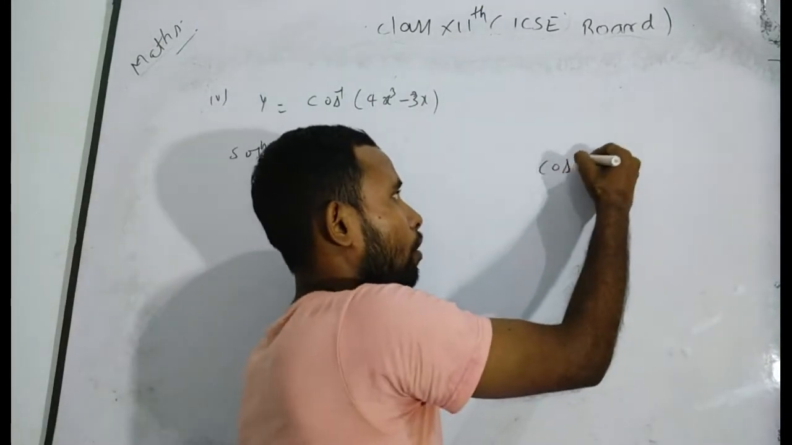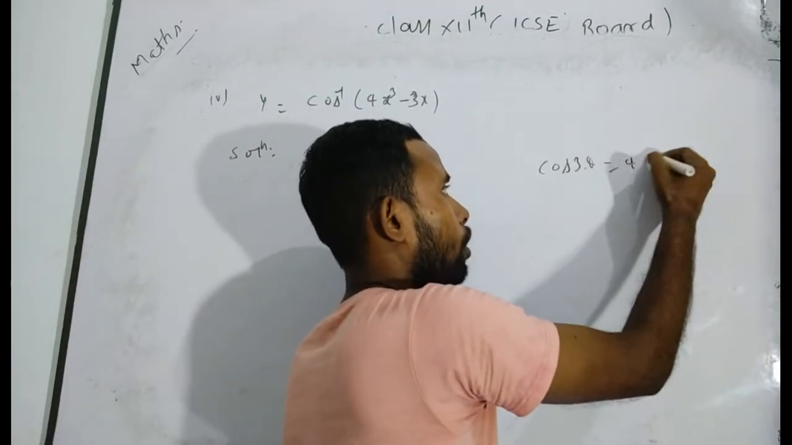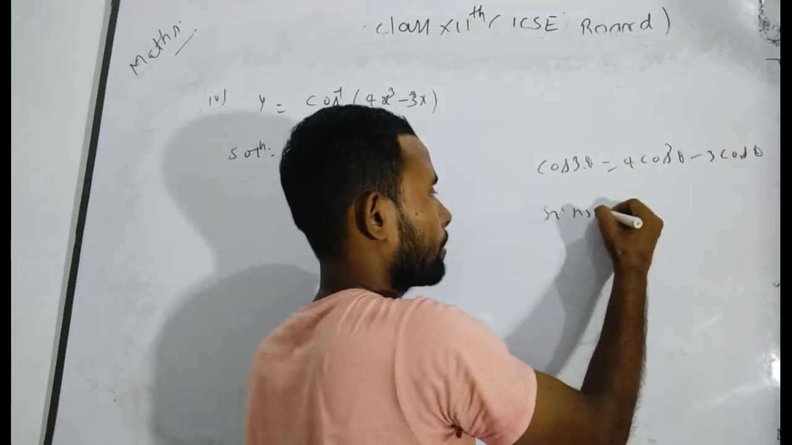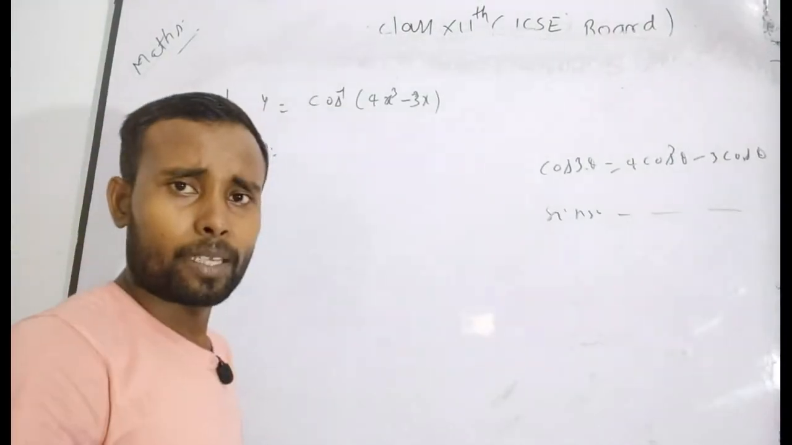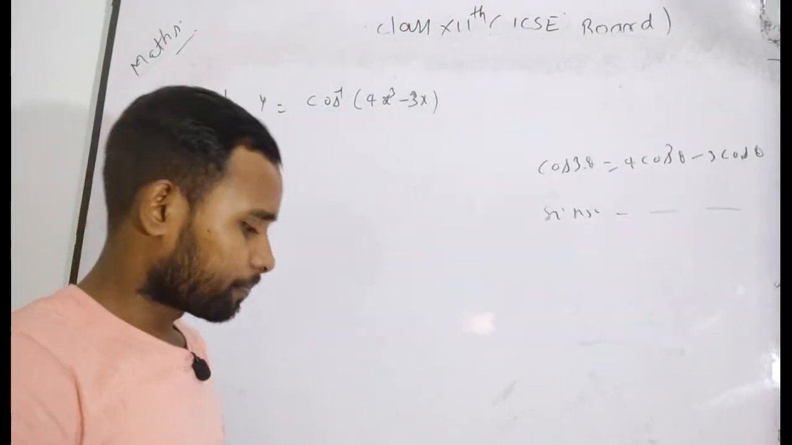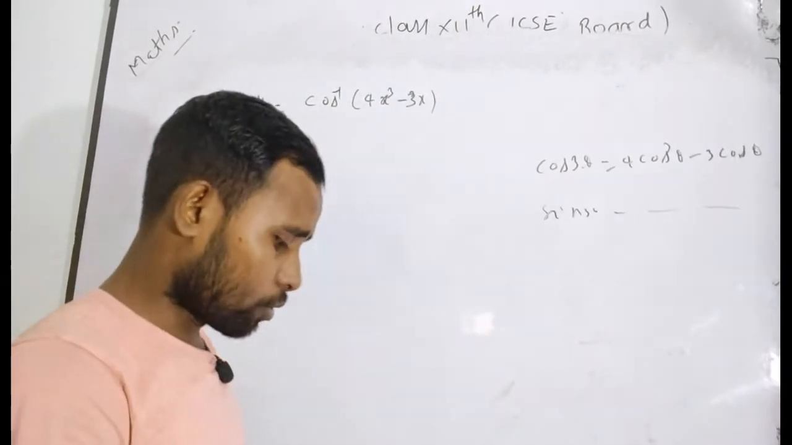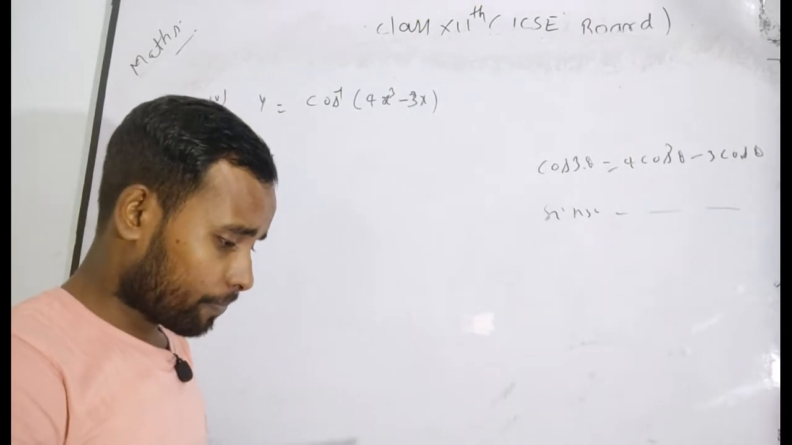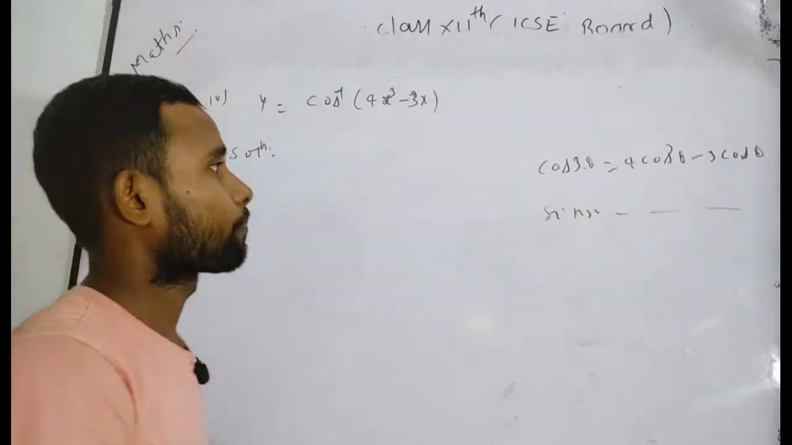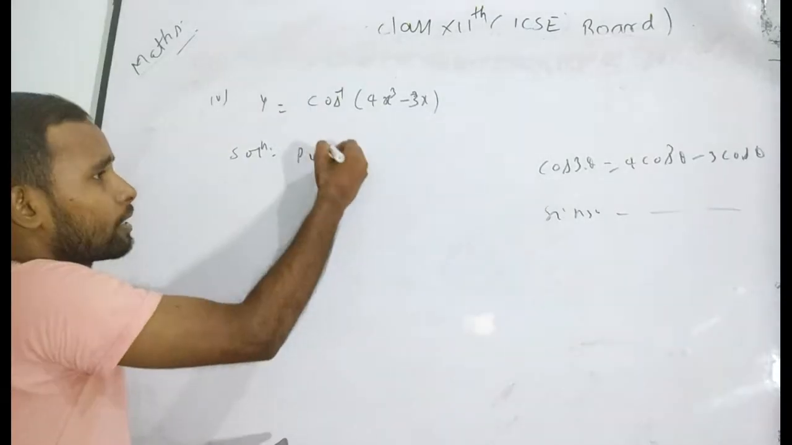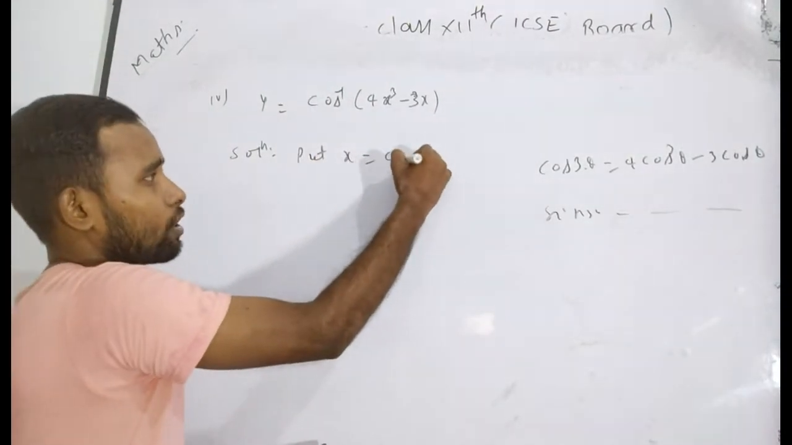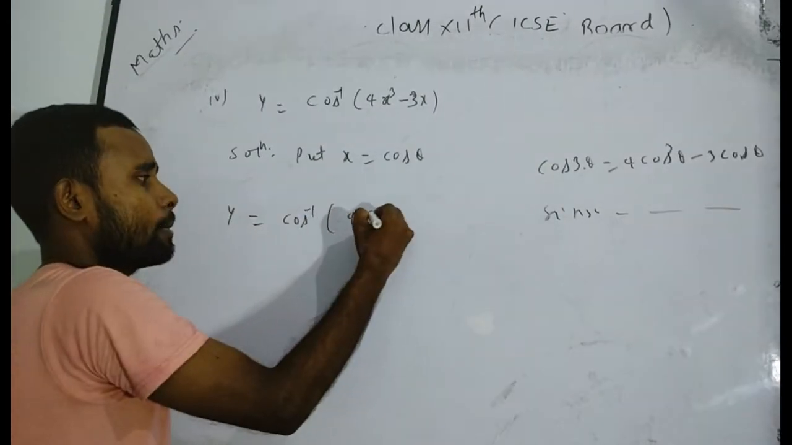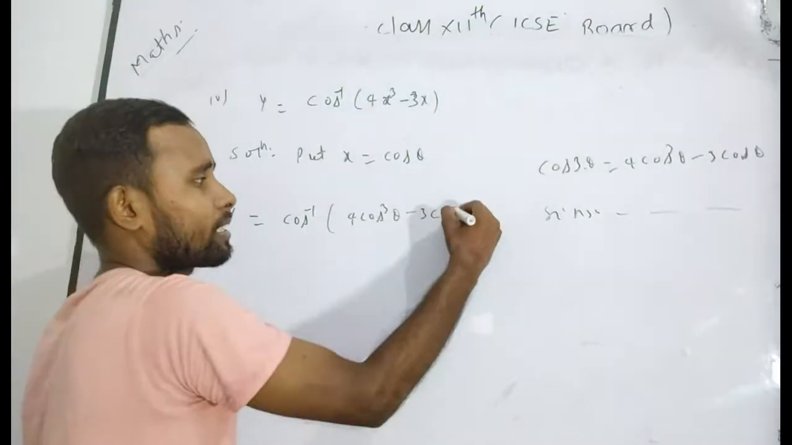As you know that cos 3 theta is equal to what? 4 cos cube theta minus 3 cos theta, and sin 3 theta is equal to, similarly you have to remember. That's why I am always telling you, firstly see all your problems, thereafter it will be very easy for you. Now put here x is equal to cos theta. If you put in it x is equal to cos theta, it will be 4 cos cube theta minus 3 cos theta.